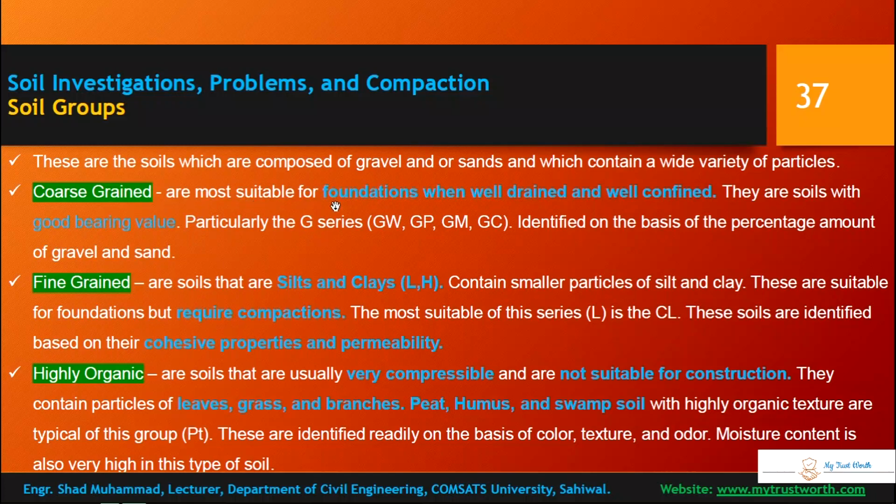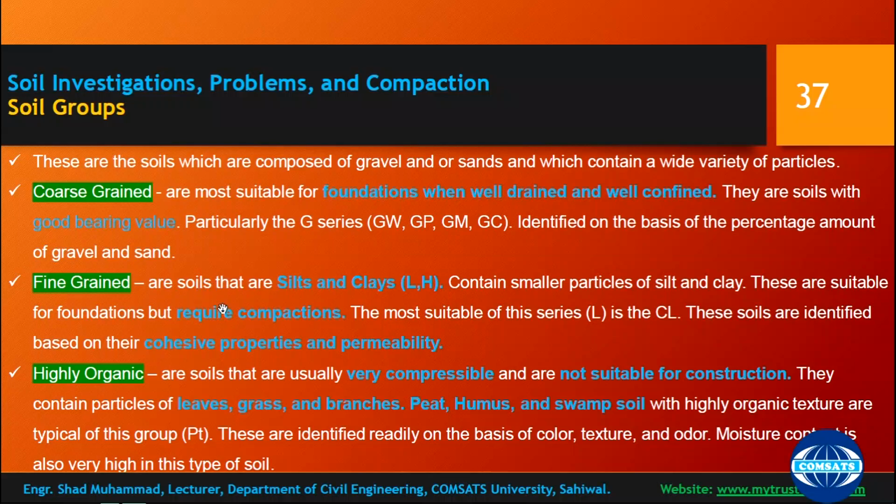Coarse grained soils are mostly suitable for foundations. They consist of gravels and sands, and are most suitable for foundations when well drained and well confined. So if your foundation is well confined, then that is recommended, and if your foundation is well drained, then that is very suitable. Where drainage is required, this coarse grained soil is recommended. These soils have good bearing value, their bearing capacity is quite good, particularly the G series, GW, GP, GM, GC, identified on the basis of the percentage amount of gravel or sand.